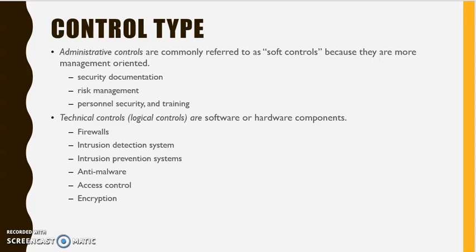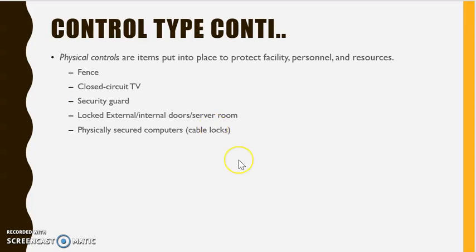And lastly, we discussed the physical controls. Physical controls are items put into place to protect facilities, personnel, and resources. It consists of guards, computer security, server rooms, biometrics, facial recognition, and our normal key and lock. All those things come under physical security.